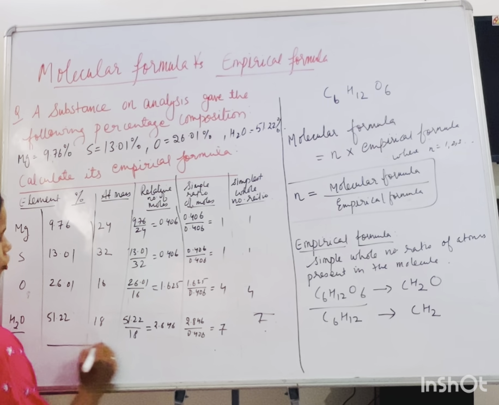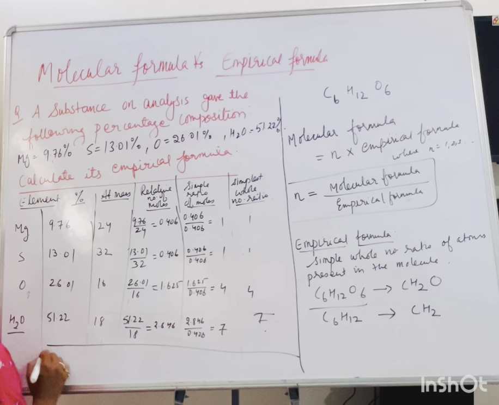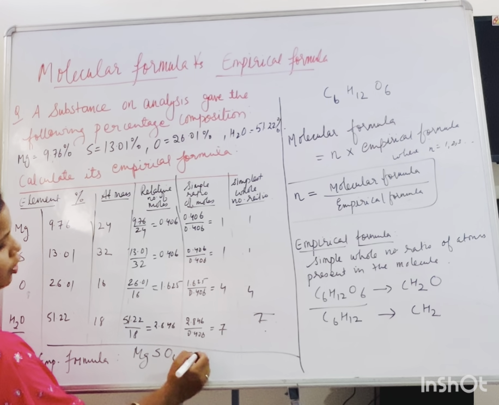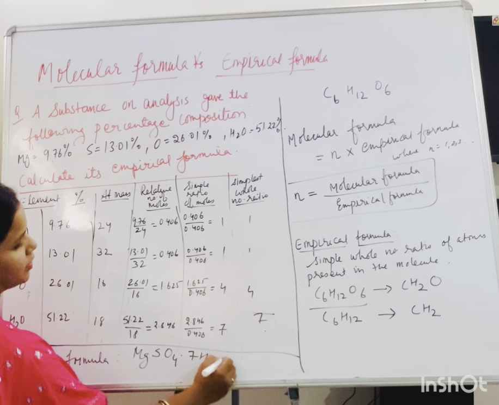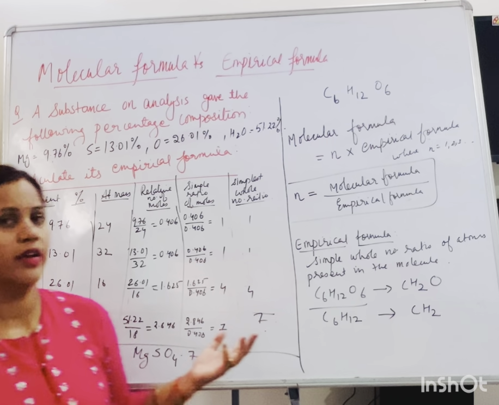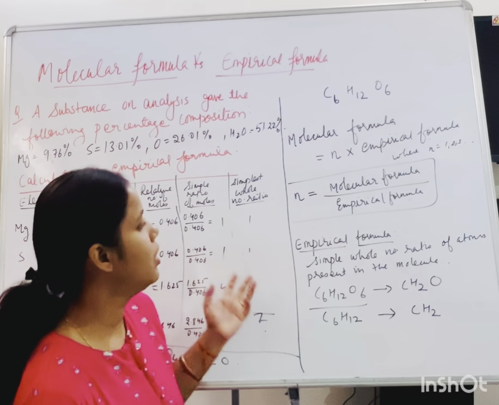So with this, what empirical formula will we get? The empirical formula will be MgSO4.7H2O, that is 7 water molecules. Okay, so this is a very easy method to solve the calculation of empirical formula.